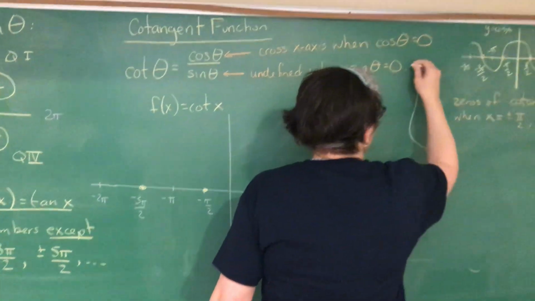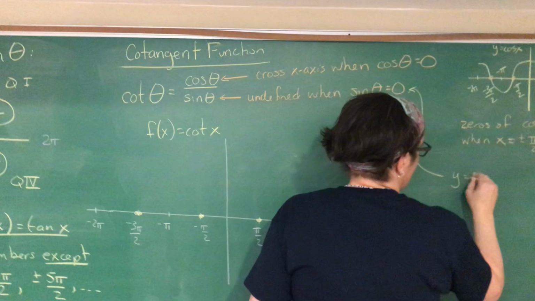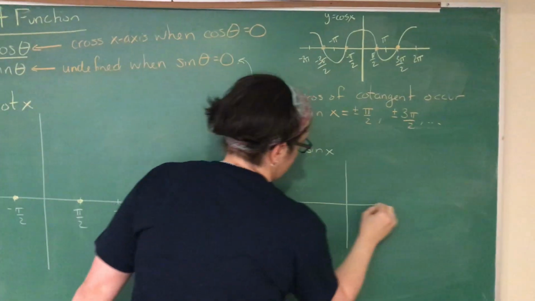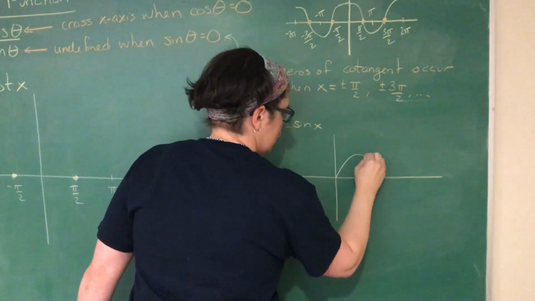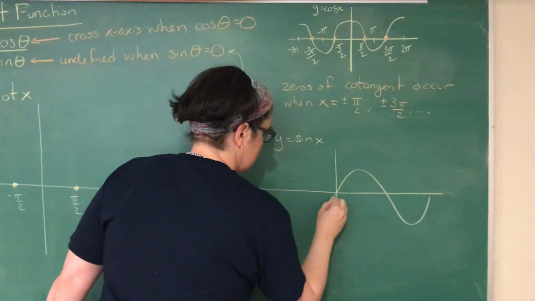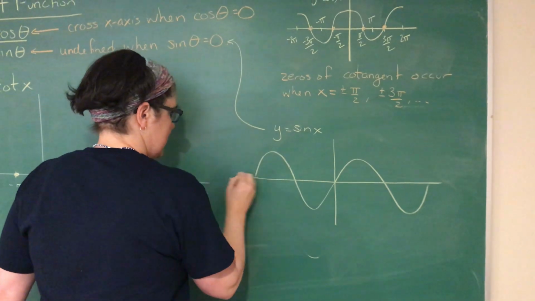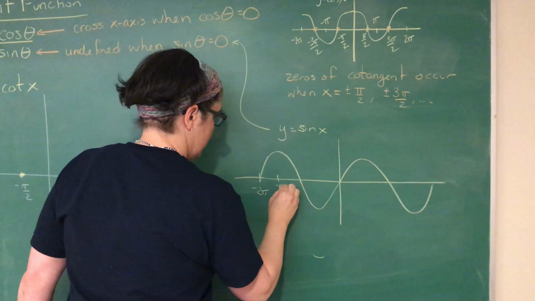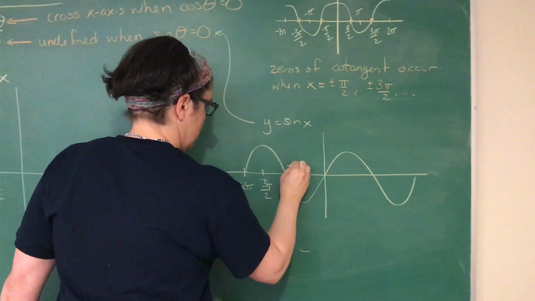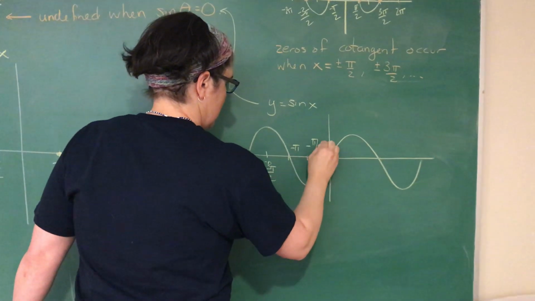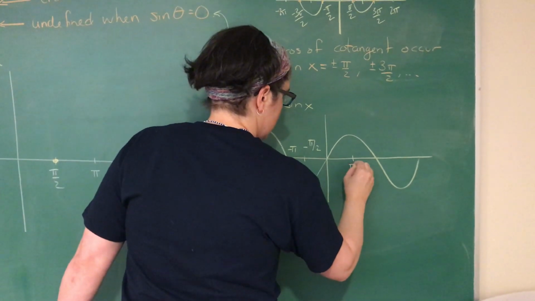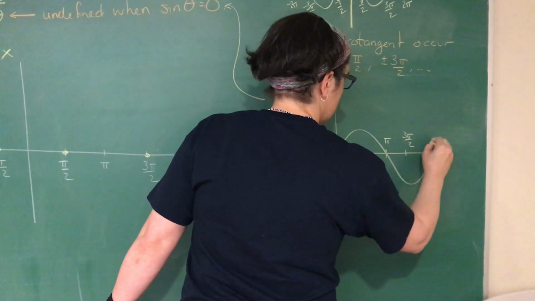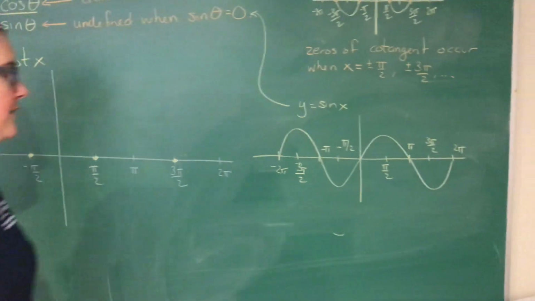On the other hand, we're going to have vertical asymptotes when the sine function is equal to 0. So when I draw this picture, and I might have this picture in my head, but I like to draw it out. So here is my sine function, and I mark all of the important points on it. So I have 0, pi over 2, pi, 3 pi over 2, and 2 pi. And then I have all the negative versions.